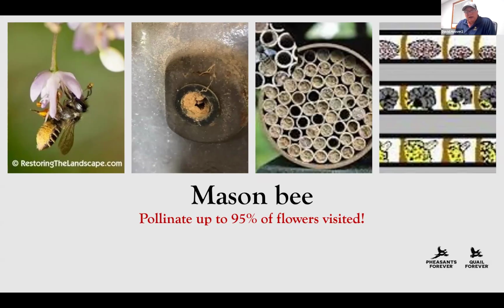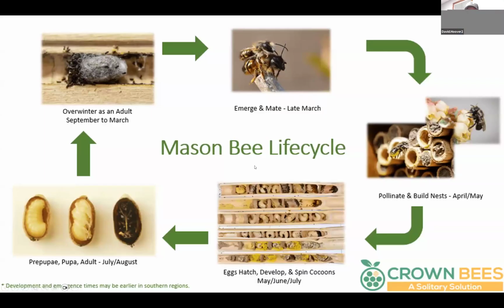But essentially, they'll go in, they lay an egg, and then seal it off, lay another egg, seal it off, and so on and so forth. Very unique in this aspect. But they'll also use old nail holes in fence posts and a whole variety of things. Those are just very easy to create.